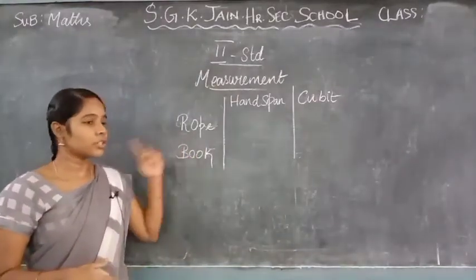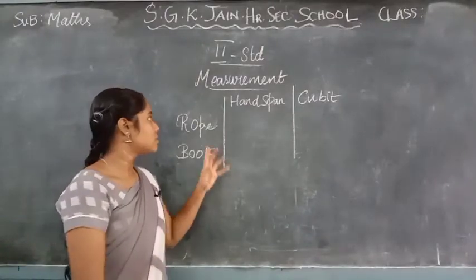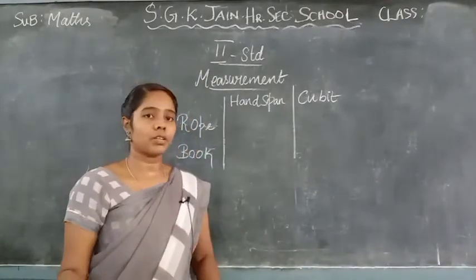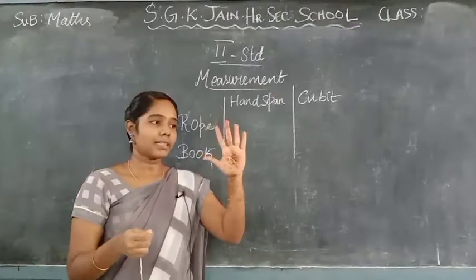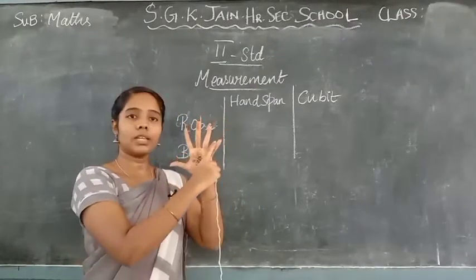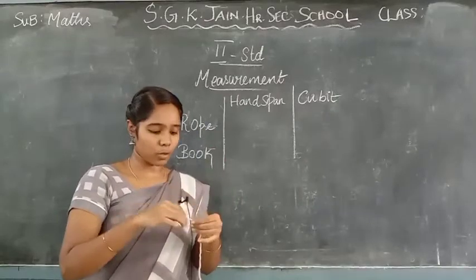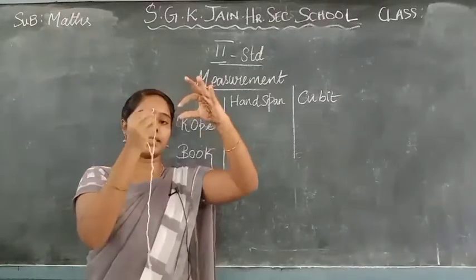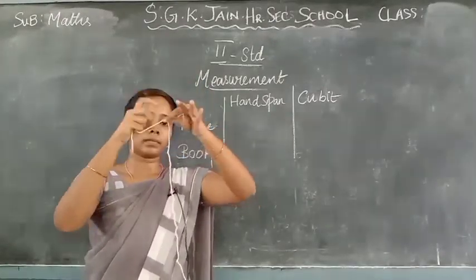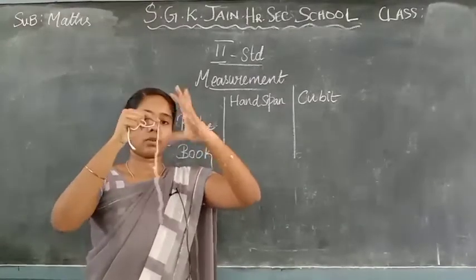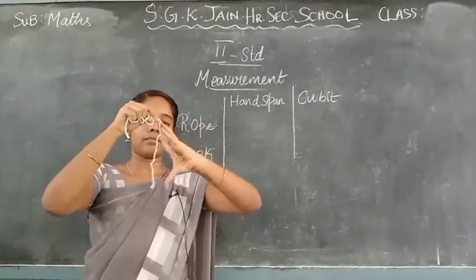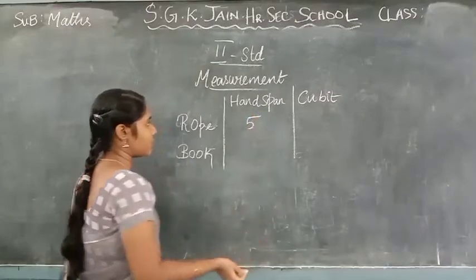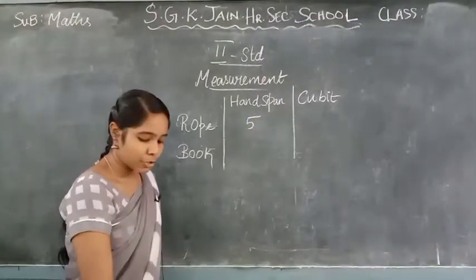First we are going to measure the length of the rope using hand span. Yes, I have a rope here. What is a hand span? A hand span is the distance between the thumb finger and the little finger, right? So shall we measure the length of the rope using the hand span? Yes. So it is one hand span, then two hand span, three hand span, 4 and 5. So what is the length of the rope when we measure using hand span? It is 5, right?